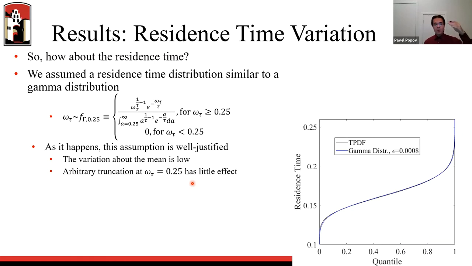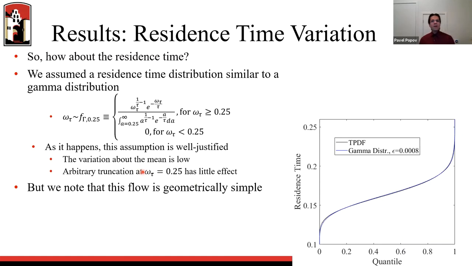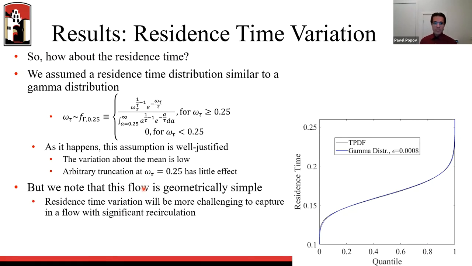because if we allowed omega t to drop all the way down to zero, then in our time augmented PSD distribution we would have a case which has zero residence time, and that case would violate itself the strong maximum principle. Okay, so here we're matching the residence time variation well, but I should note that this flow is geometrically simple, and I predict that the residence time variation will be much more challenging to capture in a flow with significant recirculation, such as, for example, a bluff body flame.